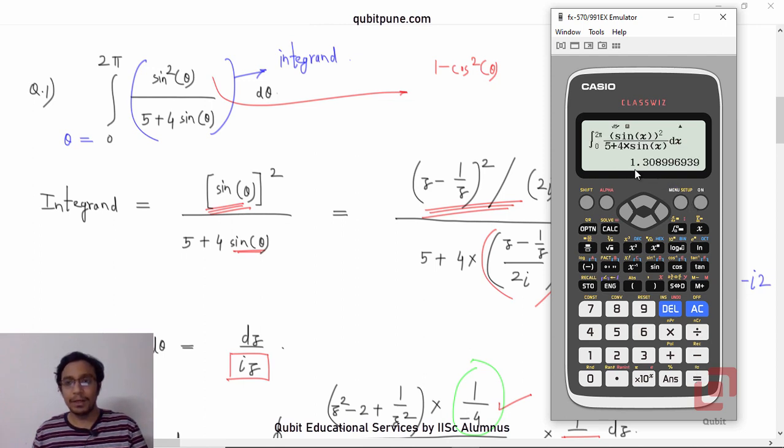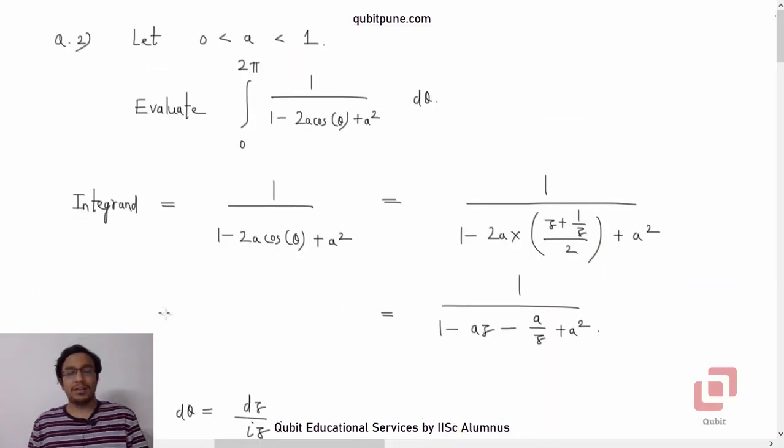The value is 1.30899. Now what was the value that we had got? 5 pi by 12. So let us now evaluate 5 pi by 12, which is also 1.30899, well, approximately. So both these values match, the value of the integral and the value of 5 pi by 12. Hence our answer is correct. Let us now go to a slightly complicated problem.